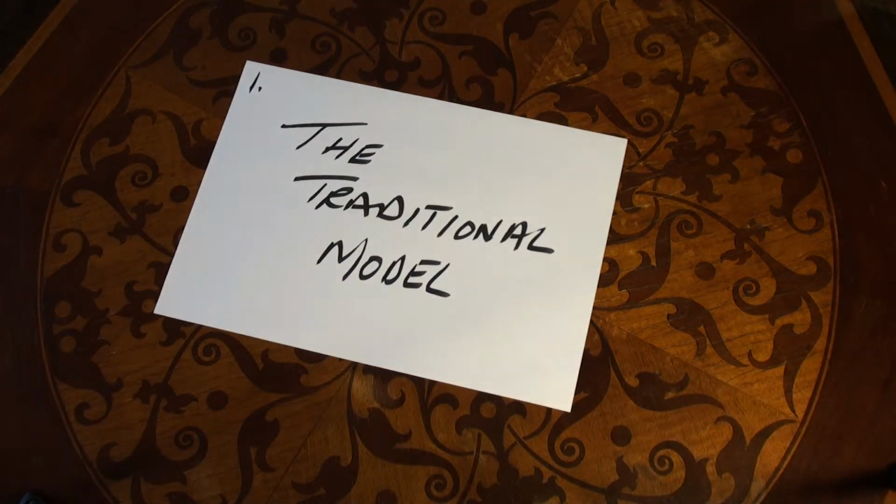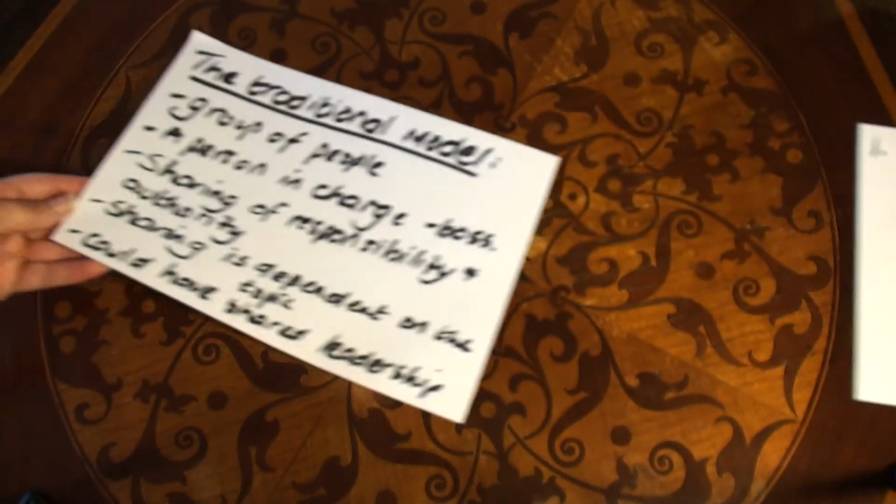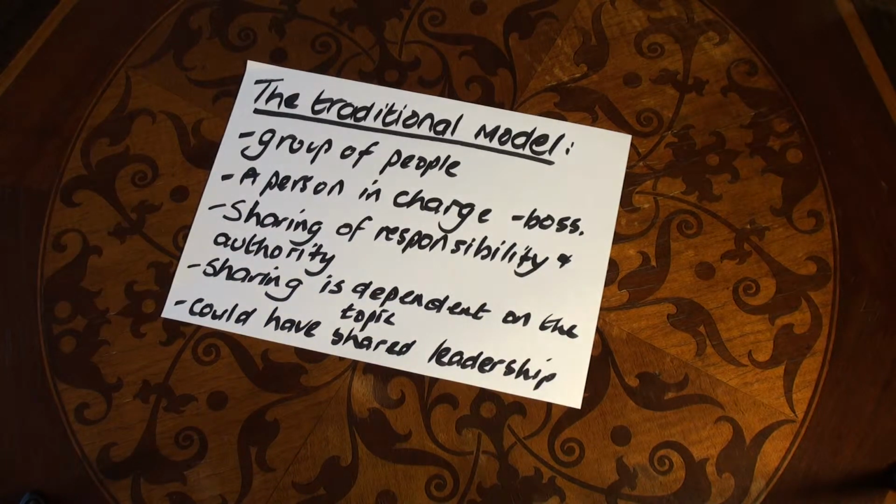With this model, we are looking at a group of people who have a person in charge, and this person is the boss, or referred to usually as the boss. There is a sharing of responsibility and authority within this group of people, and the sharing is dependent on what the topic is that this team came together for. They could have shared leadership in this traditional model too.